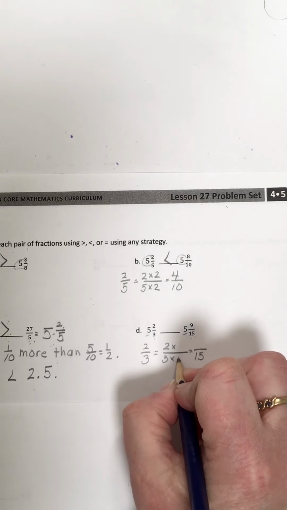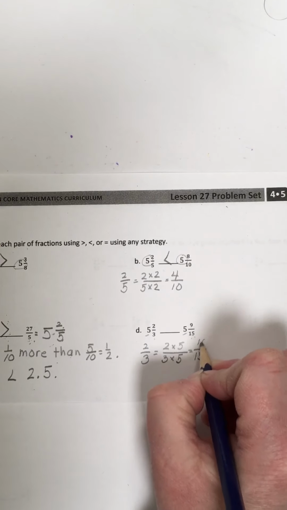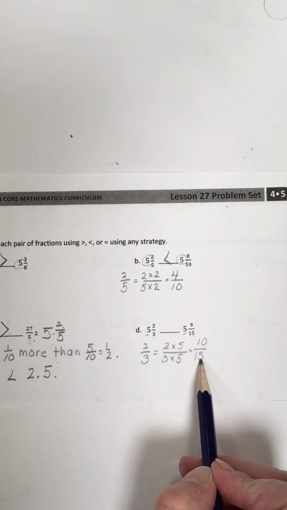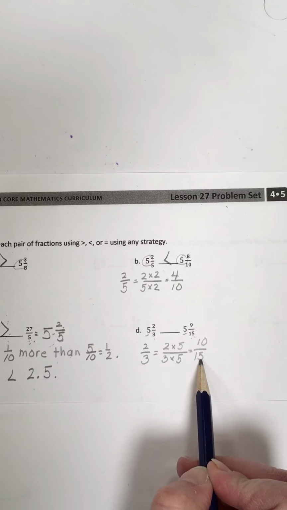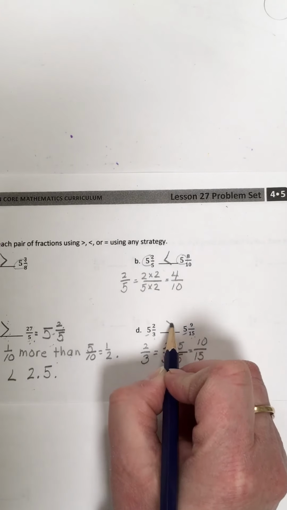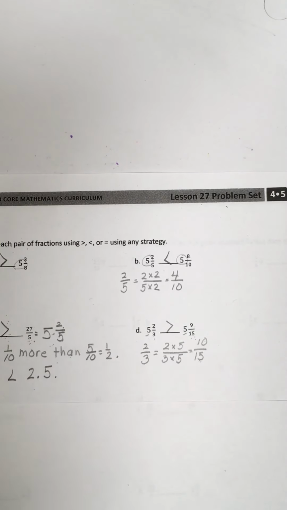It's 3 times 5, that's 15. 2 times 5 is 10. So 2/3 is equivalent to 10/15. And I know that 10/15 is greater than 9/15. We're going to E.